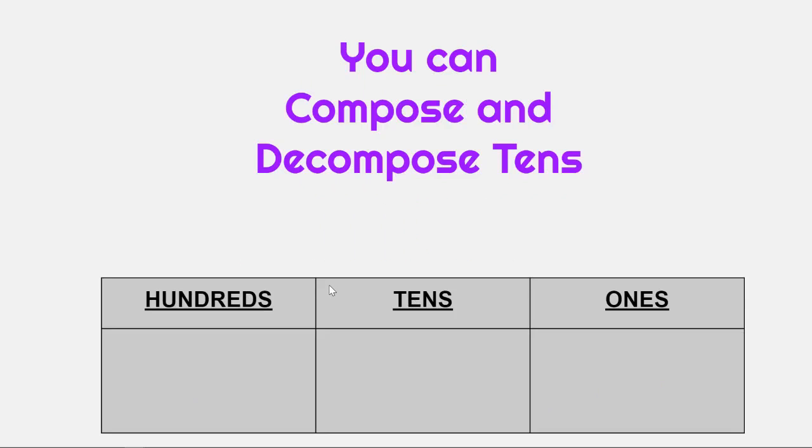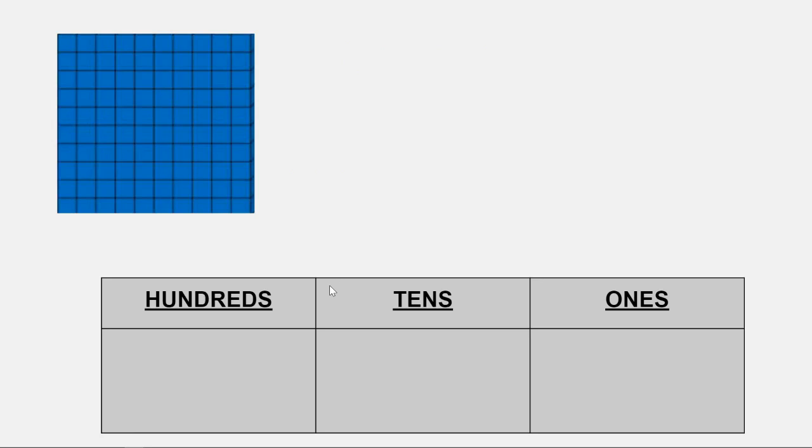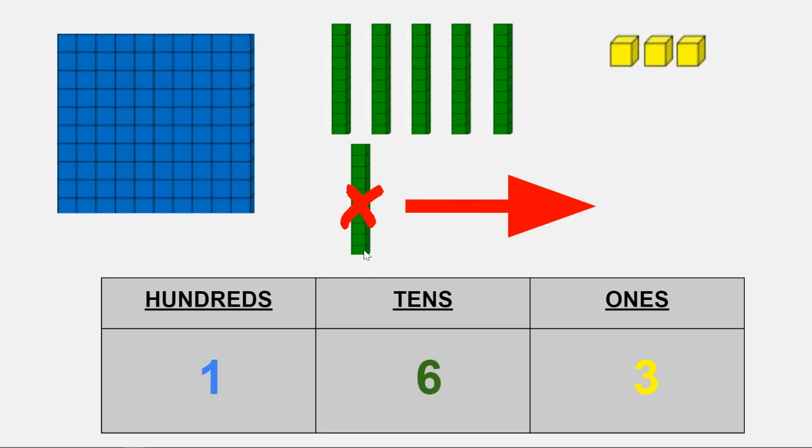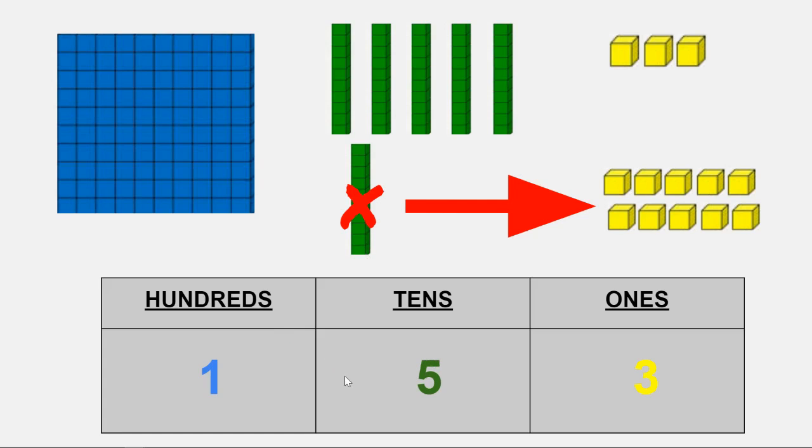The students can decompose and compose tens. Let's try some. So let's pull out a 100s block, 6 tens, and 3 ones. We can label it on our place value chart. We have 100, 6 tens, and 3 ones. Let's start by decomposing a 10. We can decompose a 10 and make it into 10 ones. We would need to change our place value chart because we still have 100, but now we have 5 tens. We don't have 3 ones anymore.